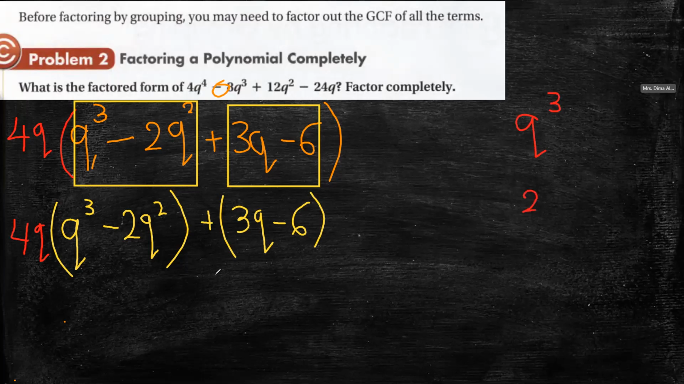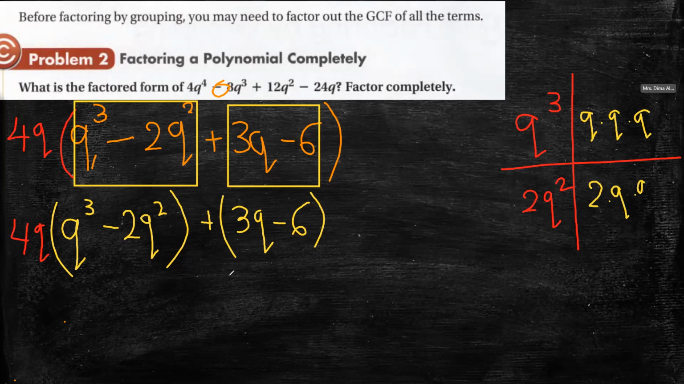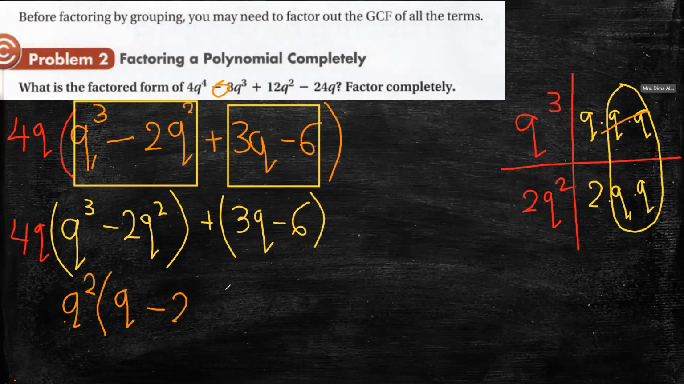Q cubic and 2q squared. Let's now write the factors for them. Here we have q, q, q. And here we have 2, q, q. So the greatest common factor here is q squared. So what we have to do now is put q squared times, if you remove this q squared, you will have only q, and here you have 2. So you put them like this here now.